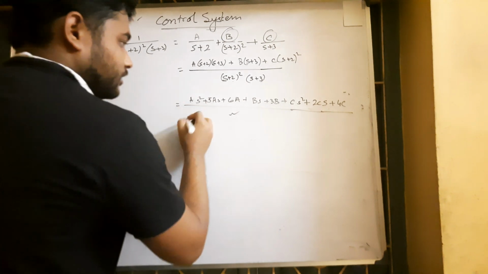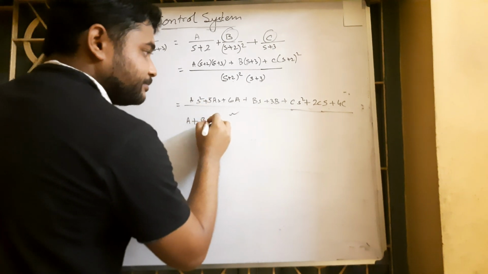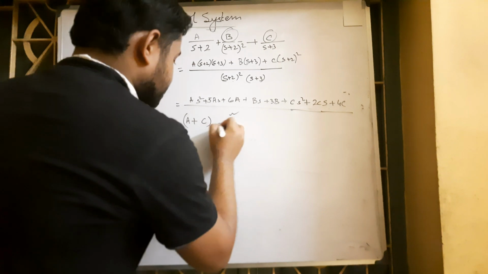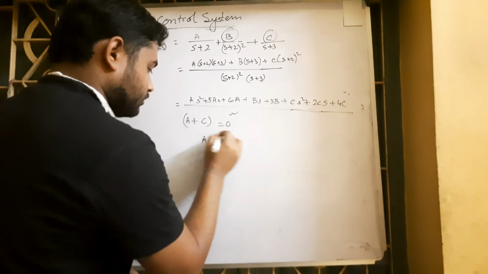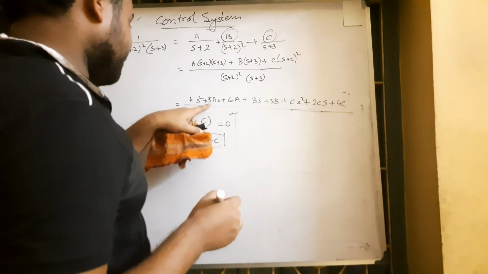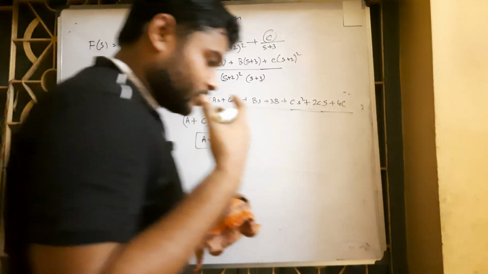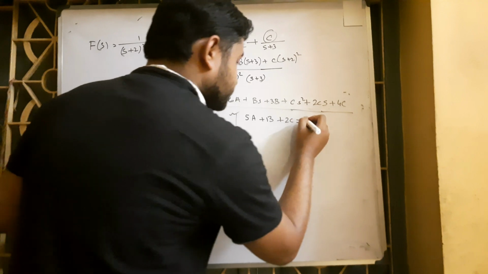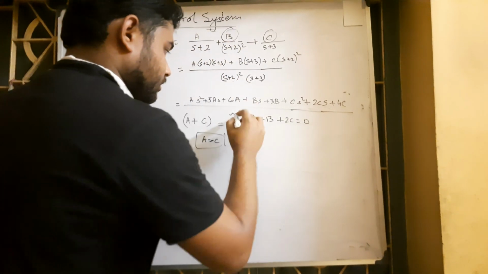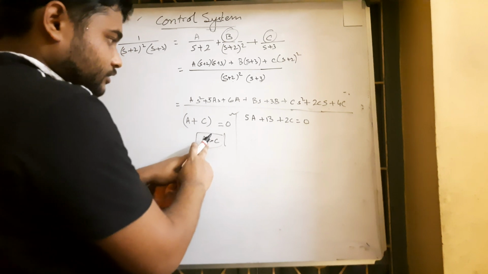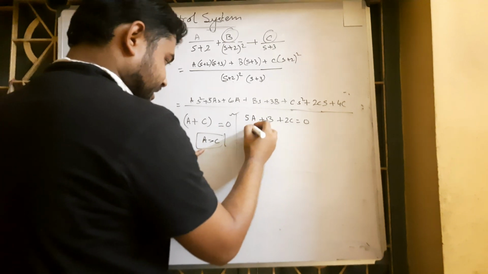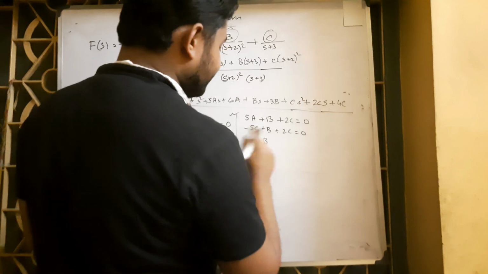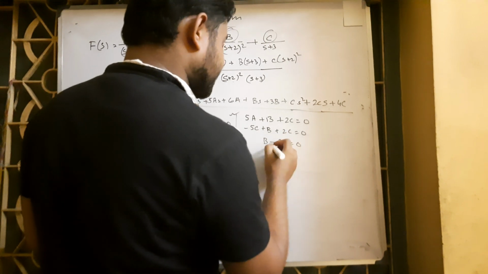Now take the common s square terms, a plus c. a plus c equals 0, so a equals minus c. One thing I have got. Now another equation, equating the coefficient of s: 5a plus b plus 2c equals 0. Now a equals minus c, so I can write minus 5c plus b plus 2c equals 0. That means b minus 3c equals 0, that means b equals 3c.